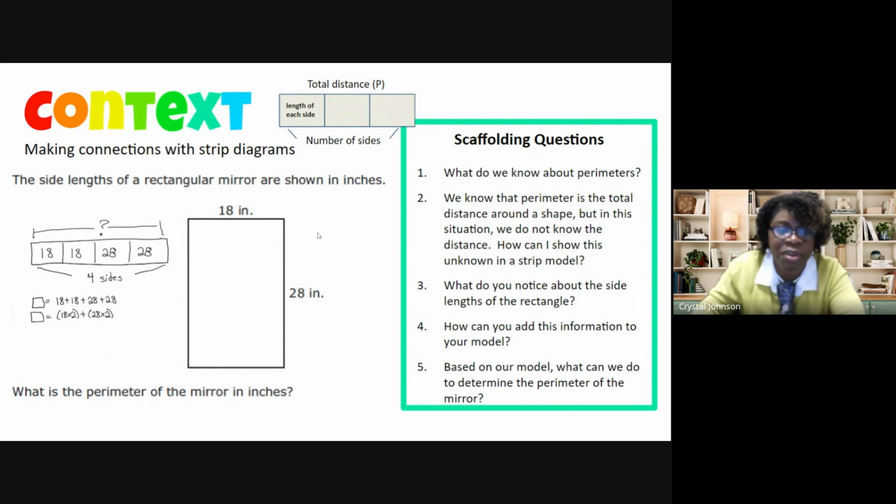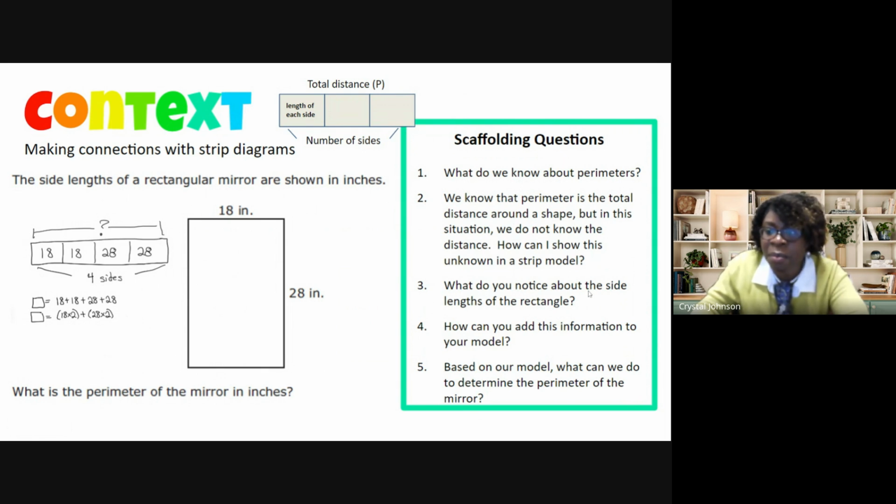Students will tell you the perimeter is the total distance around. Well, we know that the perimeter is the total distance around the shape, but in this situation, we don't know that distance. How can I show this unknown in a strip model? Students should be able to tell you. They'll put a question mark at the top. If not, you will model that for them.